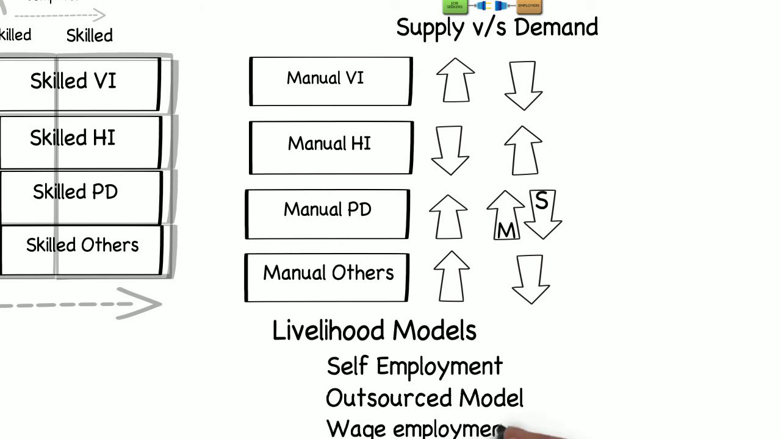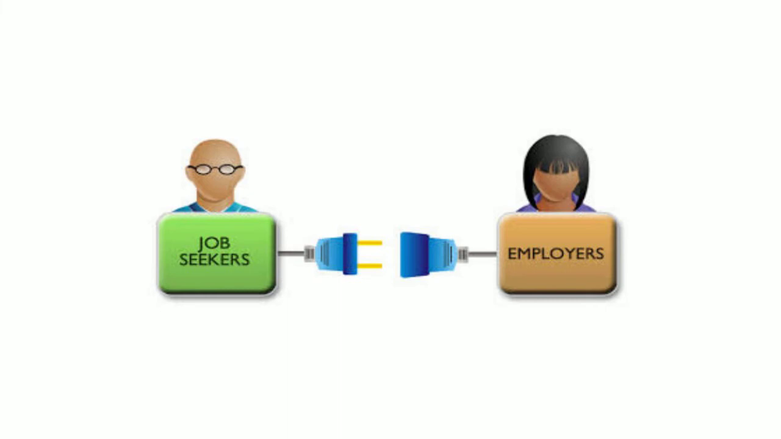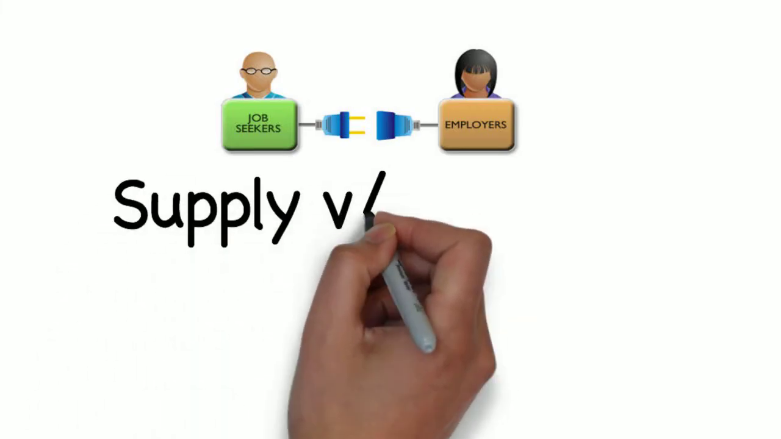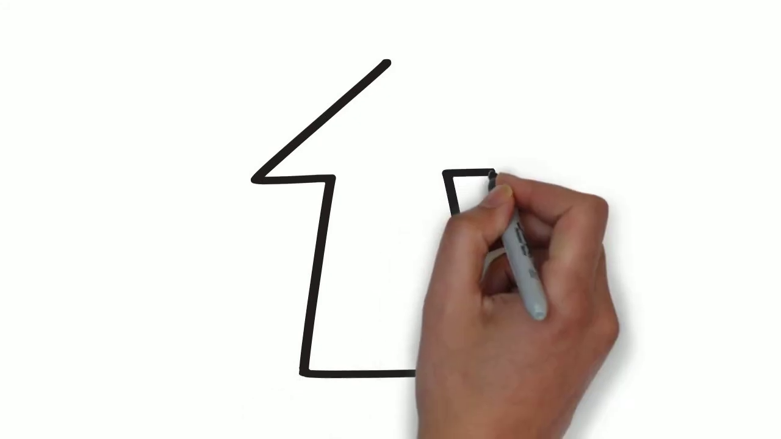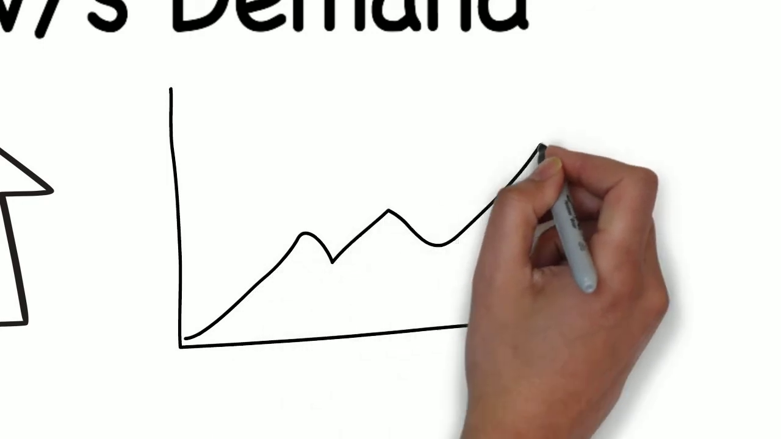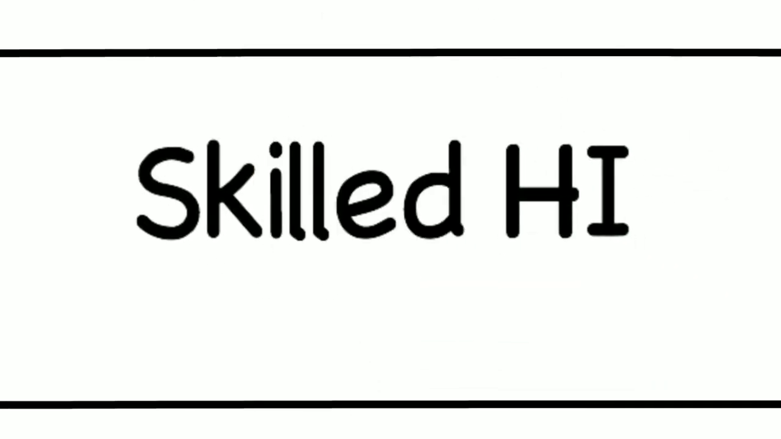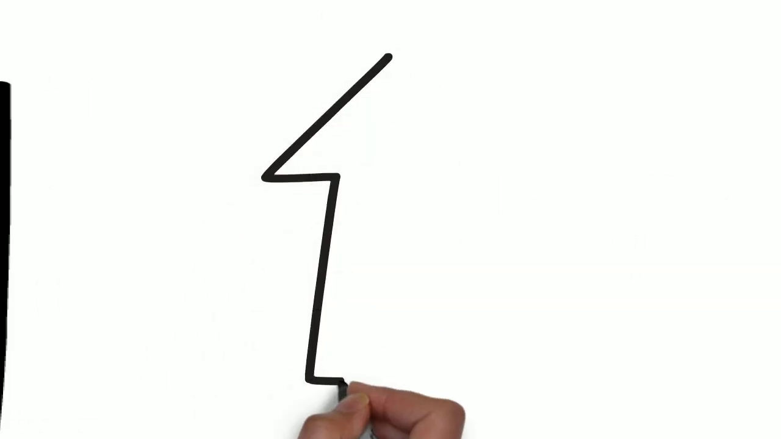Now let us look at the supply versus demand for the computer or skilled segment. Skilled VI. The supply is high and the demand is on an increasing trend. The reason for demand increasing is because of the government or PSU quota system and also the increase in the acceptability in the private sectors, which is on the rising trend. Skilled HI, very similar to skilled VI. Supply is high and the demand is on the increasing trend for the same reasons as in the case of skilled VI.